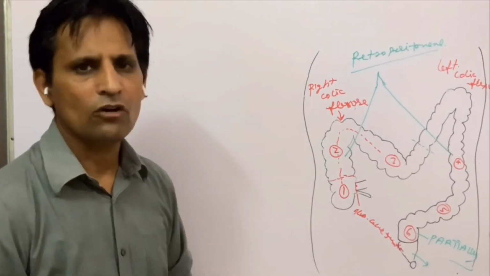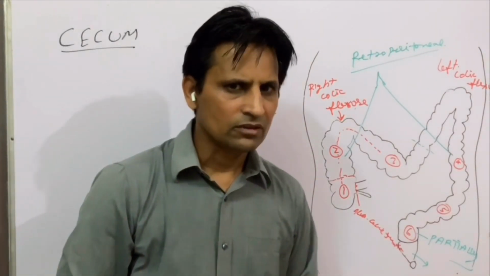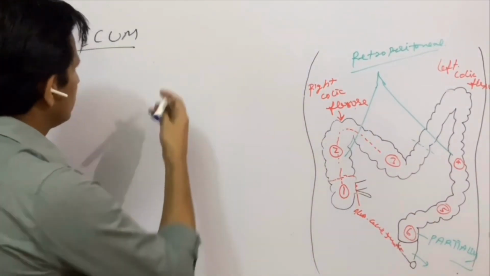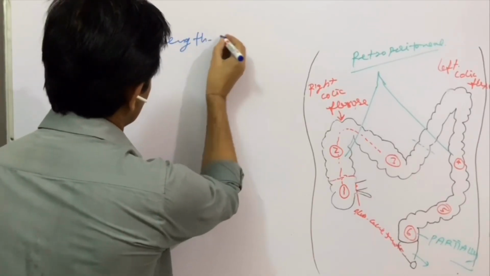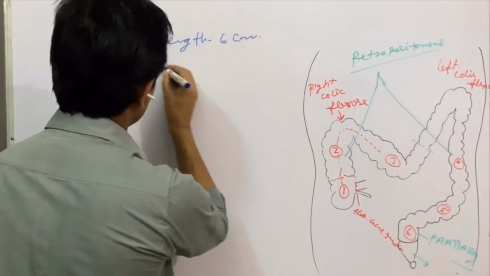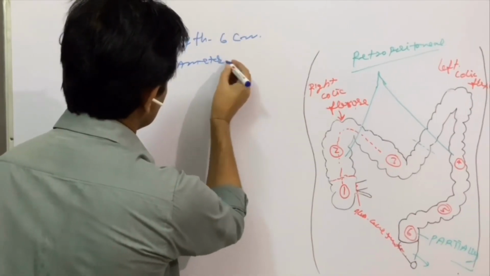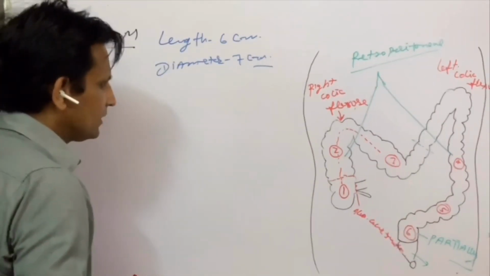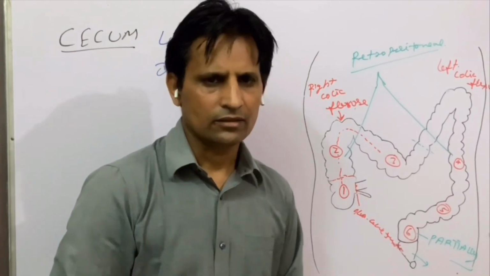And the basic thing about the cecum, which we have learned in the previous class, is that the cecum has a length of around 6 centimeter and the diameter is around 7 centimeter. So we have said that this is wider than its length, right?